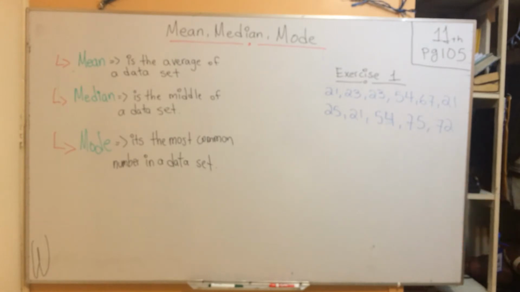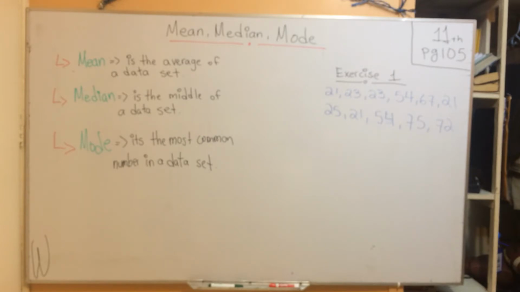Now, when we talk about the median, the median is the middle of a data set. So this has two ways of calculating. If we have an even number of data, we're going to take the two middle numbers, add them, and divide by 2. If we have an odd set of numbers, then we just need to circle or identify the middle number. For all of these exercises, remember that we have to place the numbers in order first.